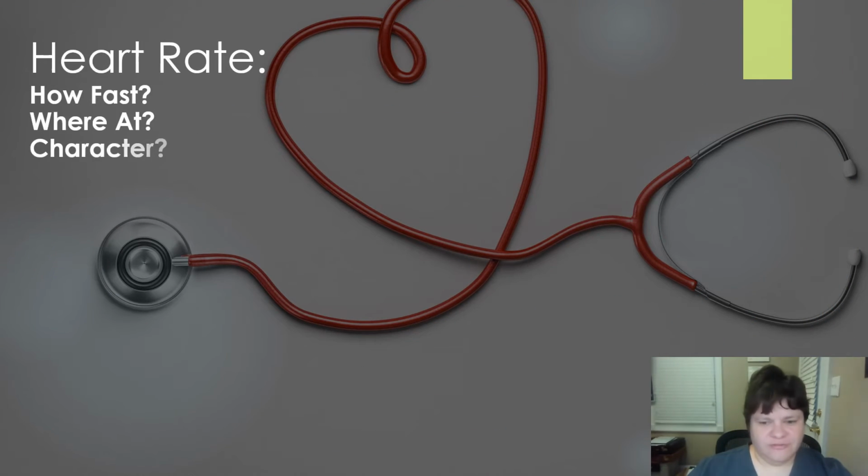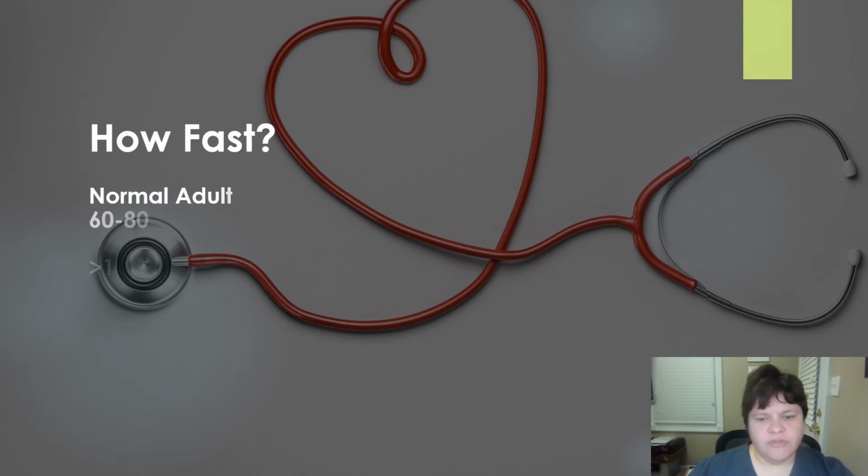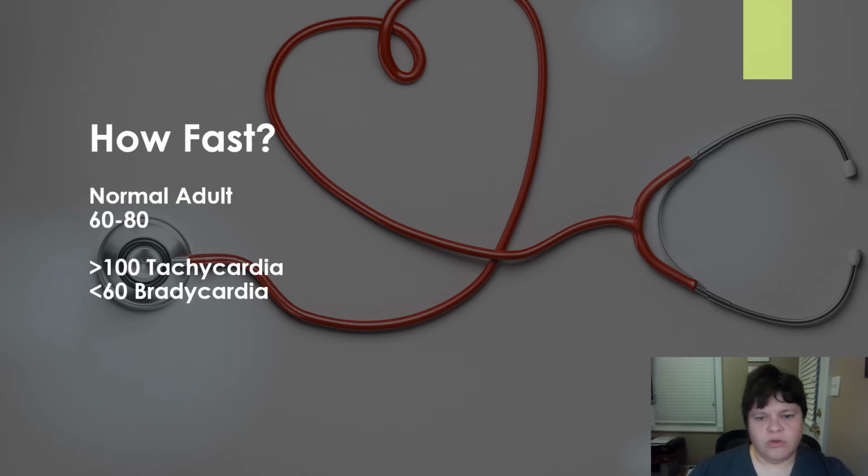Now we're going to look at heart rate. We're going to discuss how fast it is or how slow, where we can check it, and its character. For a normal, healthy adult, the normal heart rate is between 60 and 80. Anything above 100 is considered tachycardia, or fast heart rate. Anything below 60 is considered bradycardia, or slow heart rate.